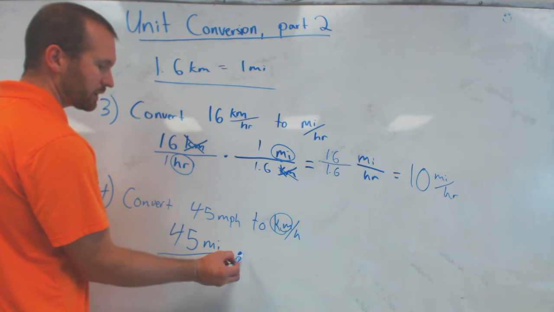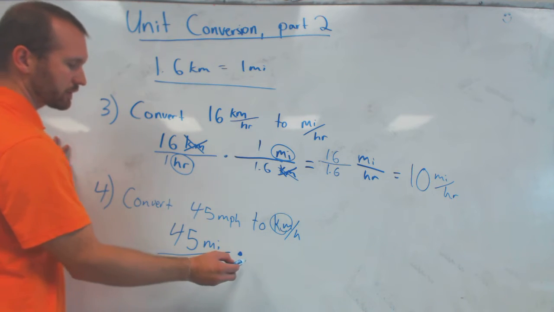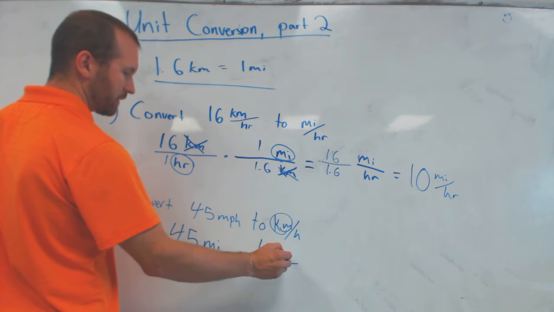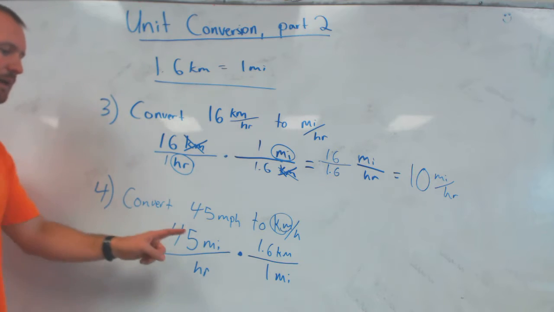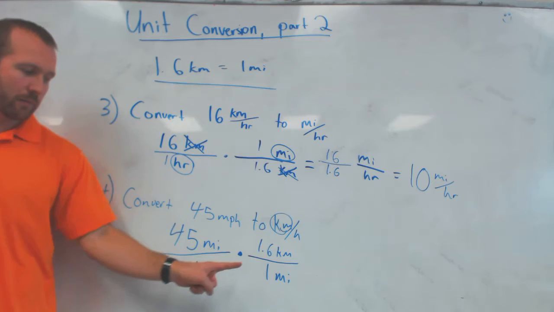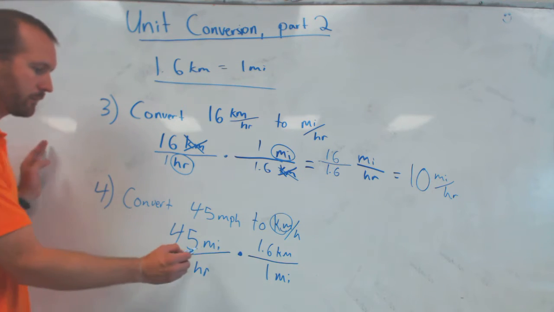I need a unit multiplier that converts miles into kilometers. So how about this one? 1.6 kilometers over 1 mile. Do you guys see that the miles, the unit will cancel? And I'll end up with kilometers per hour. So that's why I chose to write it that way.